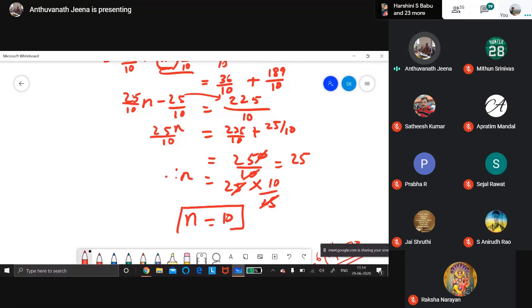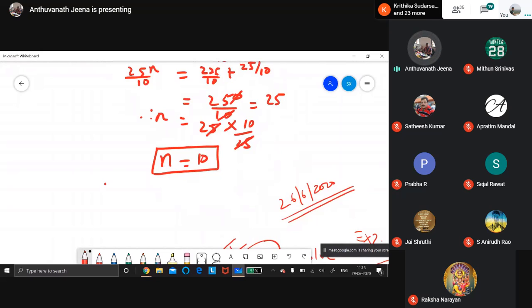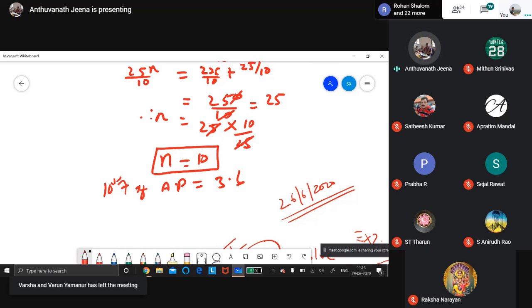So what is my conclusion statement, Tarun? What is my conclusion statement? Don't know. The conclusion statement is very important. So what is the conclusion statement? Tenth term of the given AP is equal to 3.6. This is the conclusion statement. That is very, very important. Don't forget this. This final statement shows how good you are, how well you understood the sums.